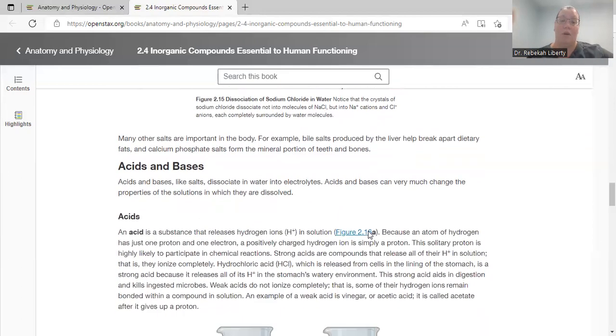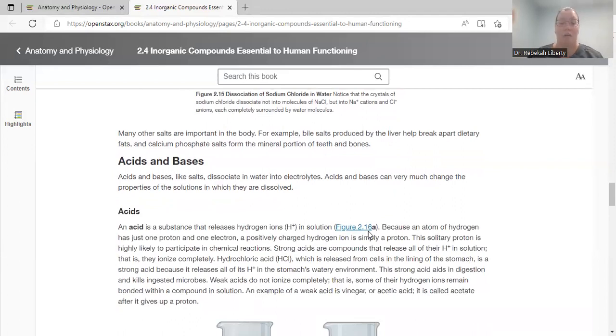All right, so salt. Want to make sure we define that, and we'll talk about it later. We'll bring it up. Like I said, it's calcium phosphate salts in the teeth and bones. So that'll come back in the bone chapter. Bile salts we'll talk about again in the digestive chapter. So you'll see that come back up.